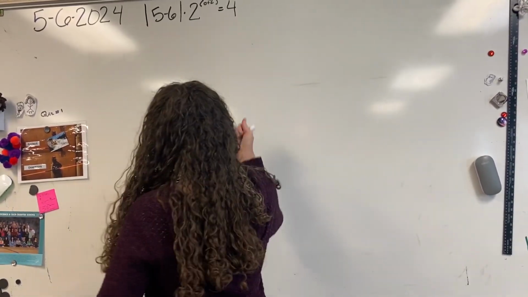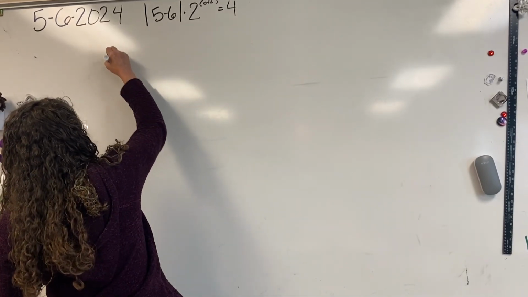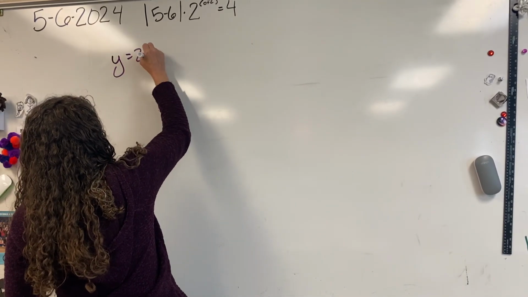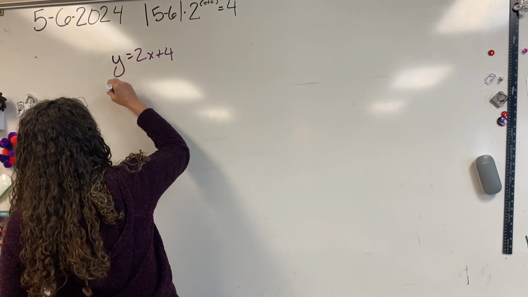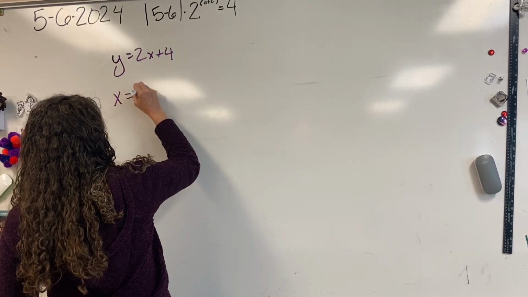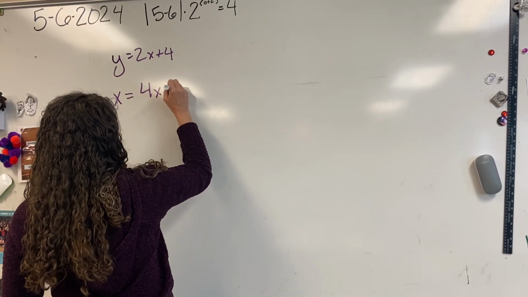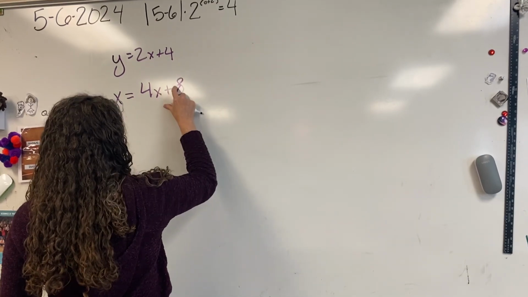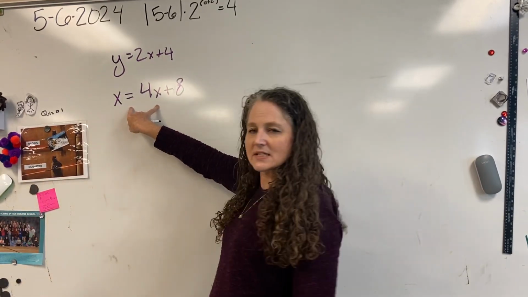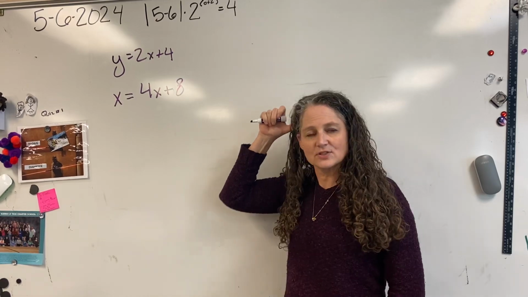Trying to graph, and you maybe had one that looked like this, y equals 2x plus 4, and then you had like x equals 4y plus 8, and you had to graph that. And how easy is it to graph it when it's in the x term?